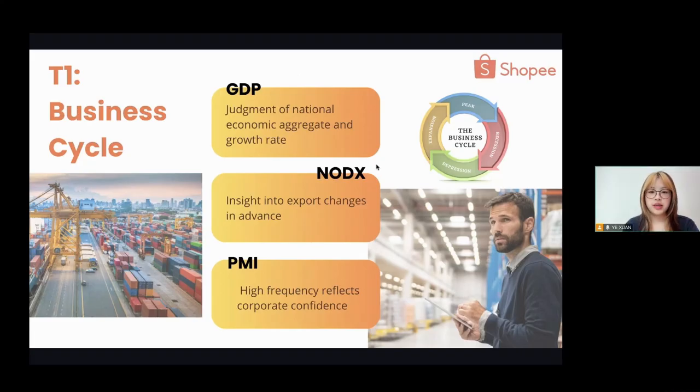The purchasing manager indicator is a survey conducted by purchasing managers on aspects such as new orders, production, employment, inventory, and supplier delivery speed. It can quickly reflect the confidence of enterprises in the future economy.